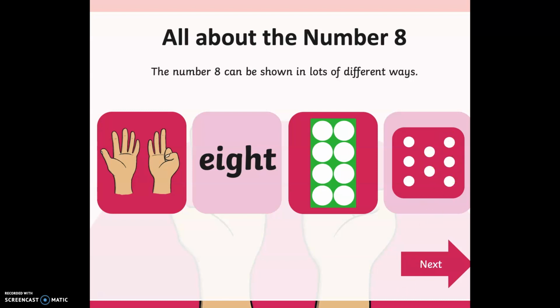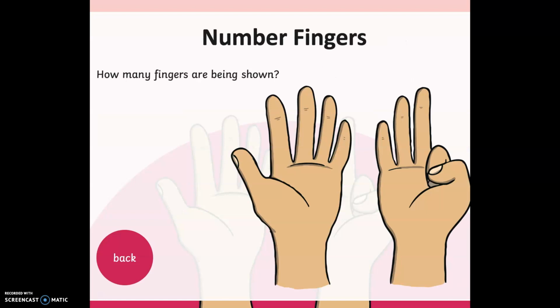We have 8 again. How many fingers are being shown here? You guessed it, 8. Can you show 8 a different way on your hands? Turn to the person beside you and show them a different way of making 8 using your fingers.